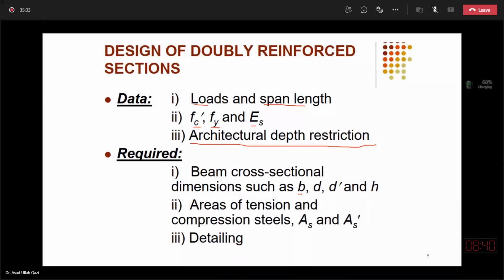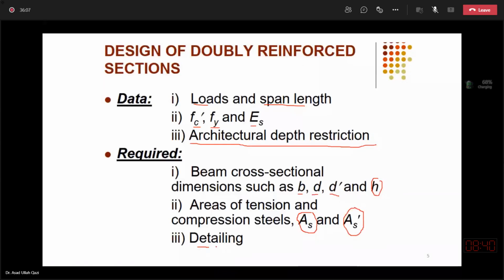But as I said, if there are some depth restrictions, then you will calculate the center of the tension steel from the top fiber and the center of the compression steel from the top compression fiber. And then obviously you will estimate the gross h. And for the design of a doubly reinforced beam, you have to design two steels, tension steel and compression steel. And then finally you will draw the cross sections and longitudinal sections. So detailing will be provided.